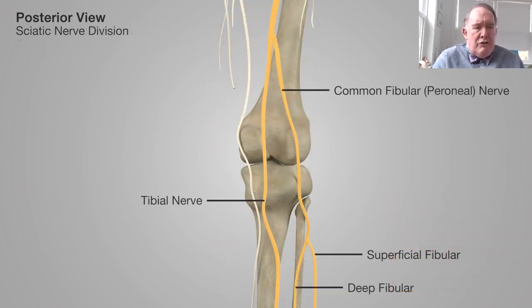So here, just posterior to the knee, the sciatic nerve divides into the tibial nerve and the common peroneal nerve. I sometimes interchange between fibular and peroneal. These terms are used commonly interchangeably. And the common peroneal or fibular then splits into a deep fibular and a superficial fibular. We'll see that shortly.